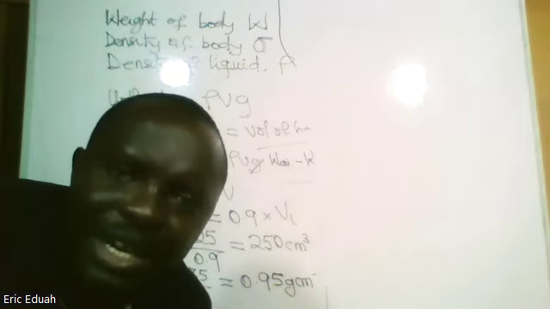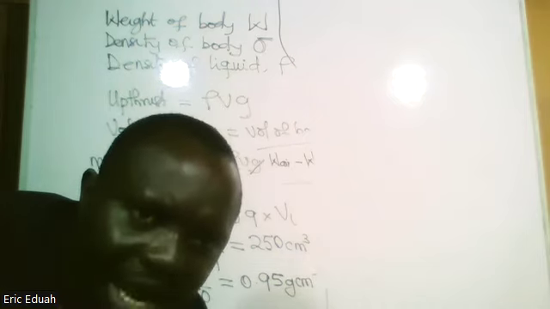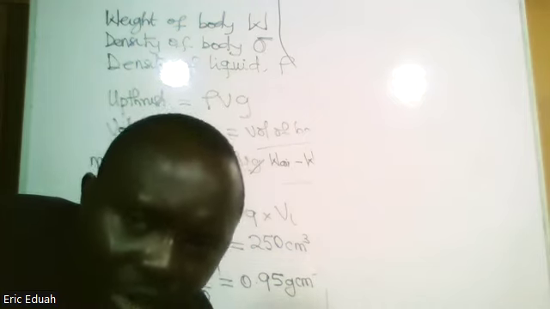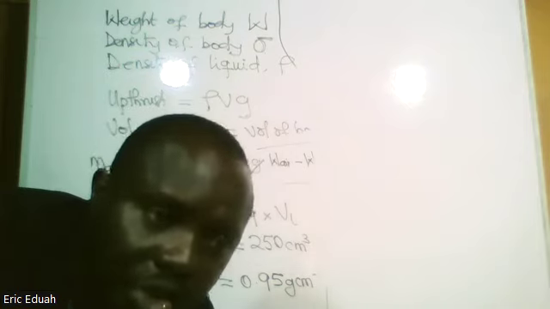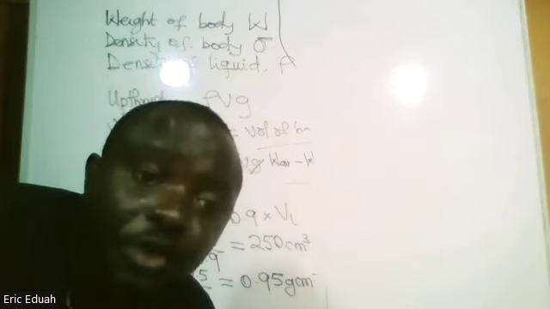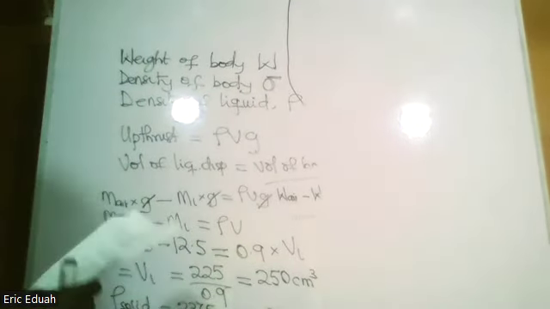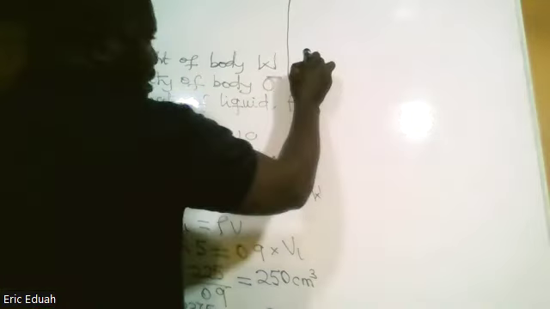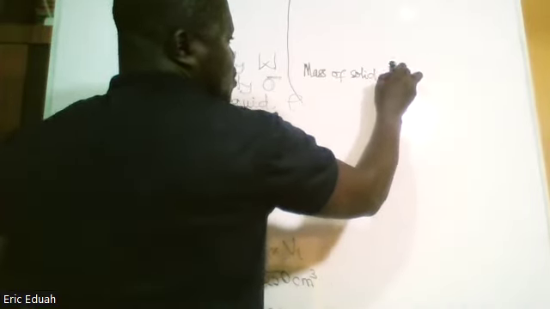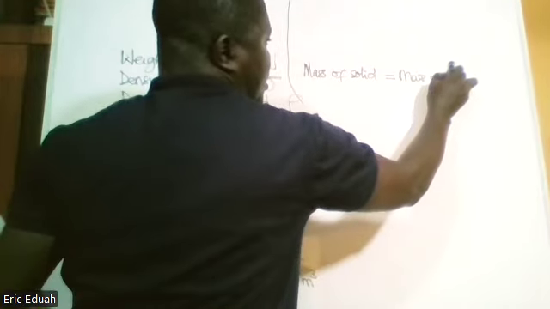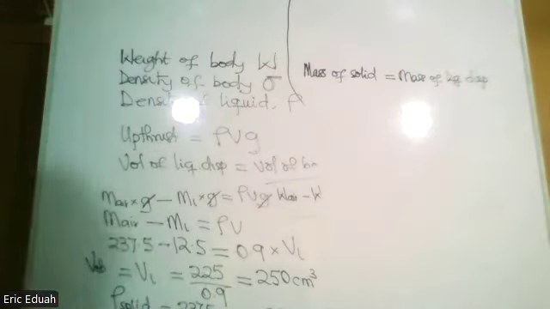But once we have the solid not being completely submerged in the liquid, but we have a fraction, some part of it below, it means the solid floats. So we must apply the principle of flotation. And the principle of flotation is that for a body to stay afloat, the mass of the solid must be equal to the mass of liquid displaced. This is the principle of flotation.